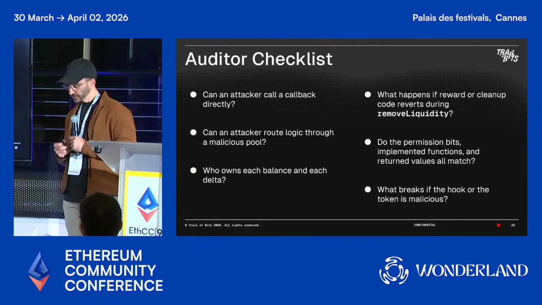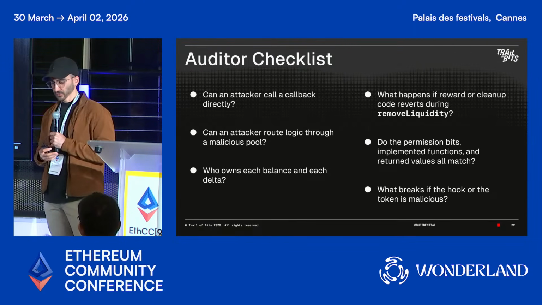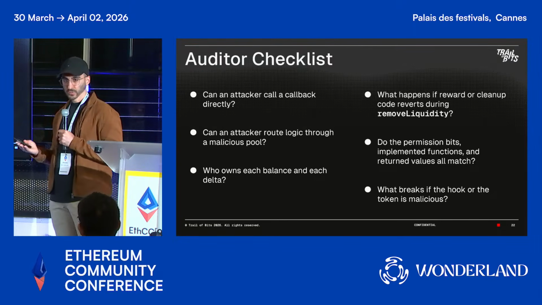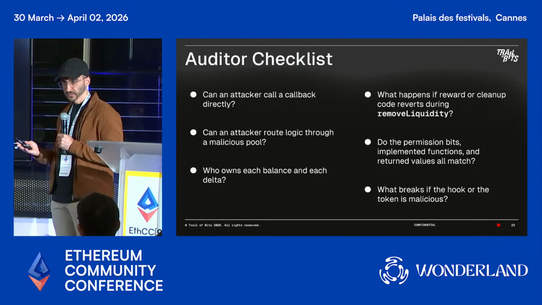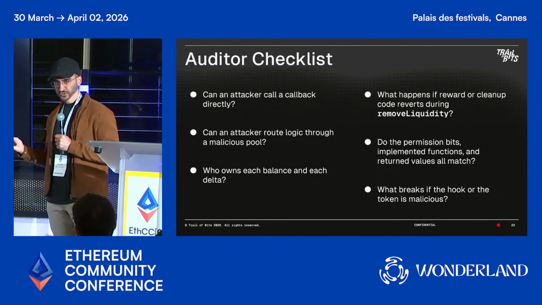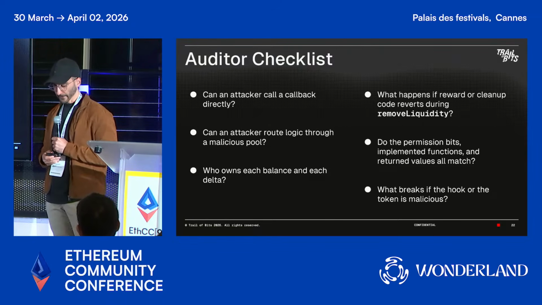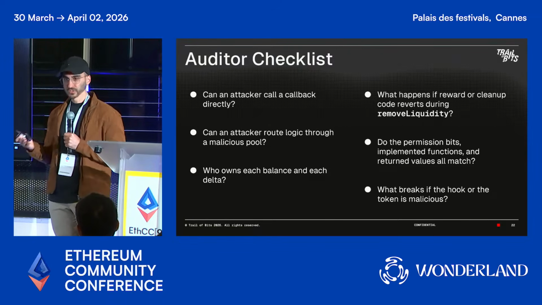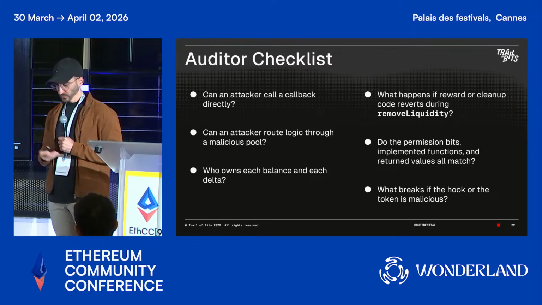As for the auditor checklist, kind of the same thing, but with an attacker mindset. Can I call any callback or entry point directly? And if so, what can I do with it? Can I route some custom logic into the hook and mess up the internal accounting? Can I mess up the internal balances and deltas? And if so, can I make the settlement always revert at the end?